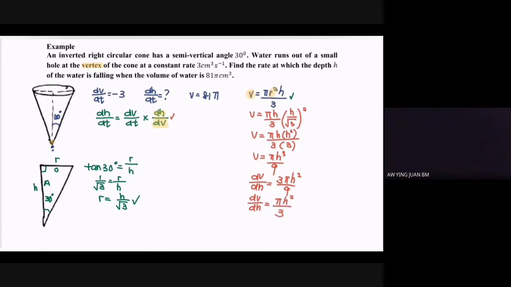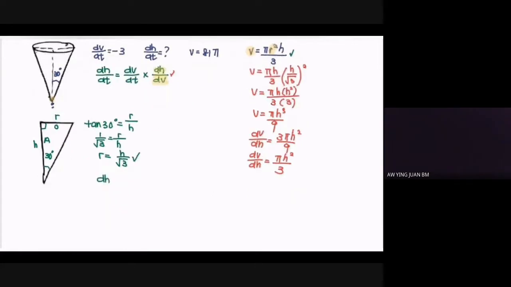Next, we are going to substitute the situation. So dH/dt is equals to negative 3 multiply with, do remember to flip the situation. So we will have 3 over pi H square. So simplify, we will have negative 9 over pi H square for dH/dt. We still need the value of H so that we can get dH/dt. Do remember, we have the volume V is equals to 81 pi. So kindly make use of the situation.